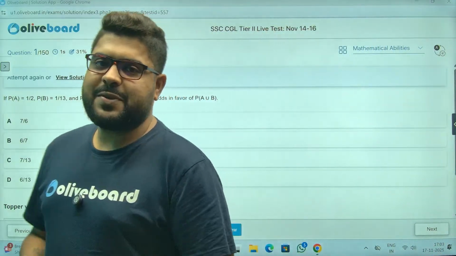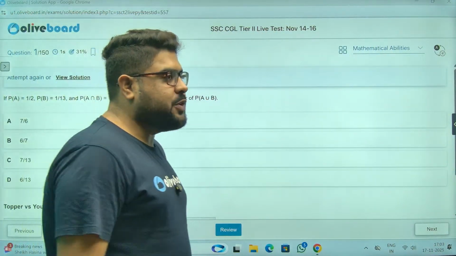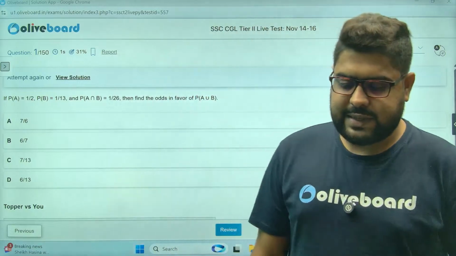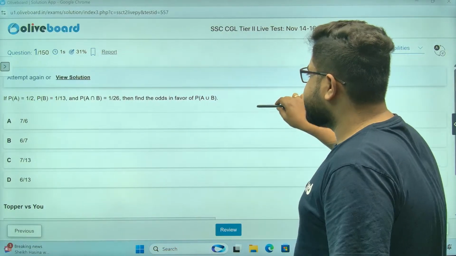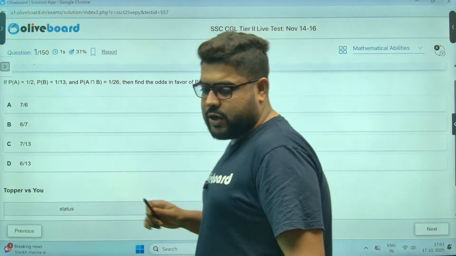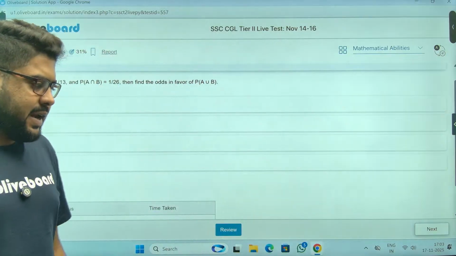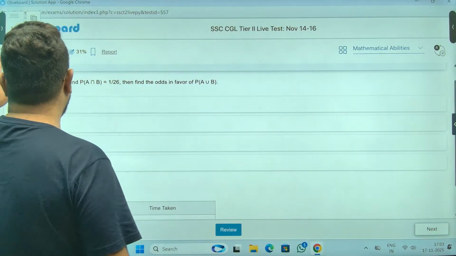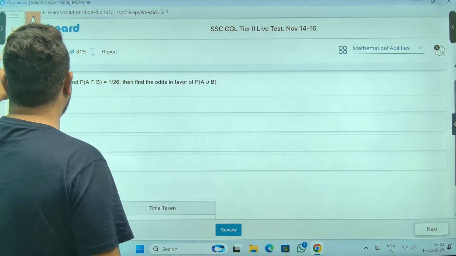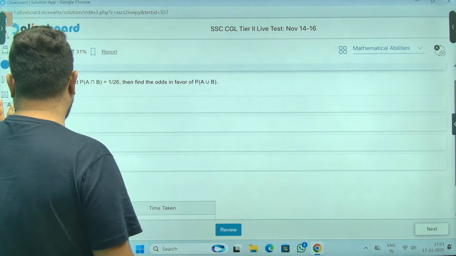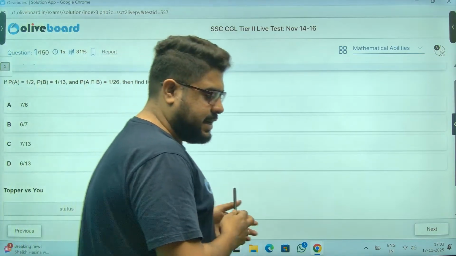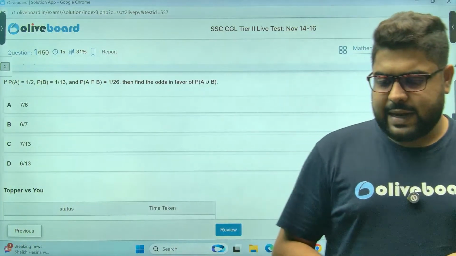Here I am with the live mock solution for this week for CGL Tier 2. This is the live mock that we are going to solve. 30 questions. I'll try to complete within 1 hour. Let's very quickly start.